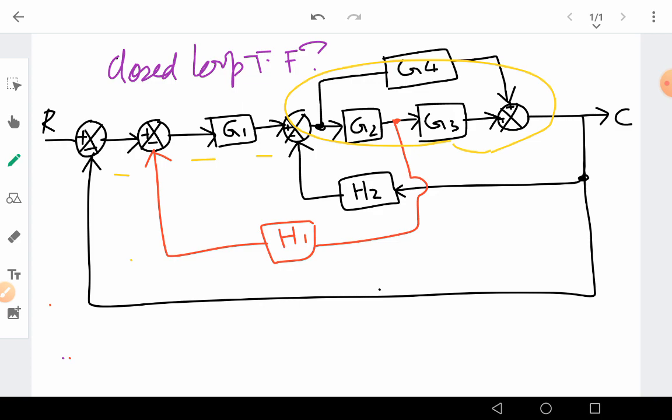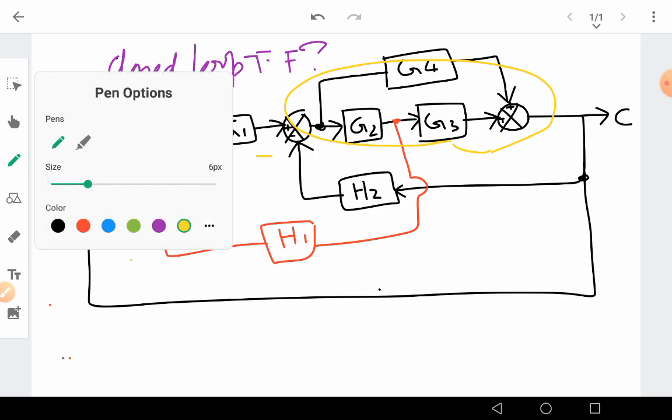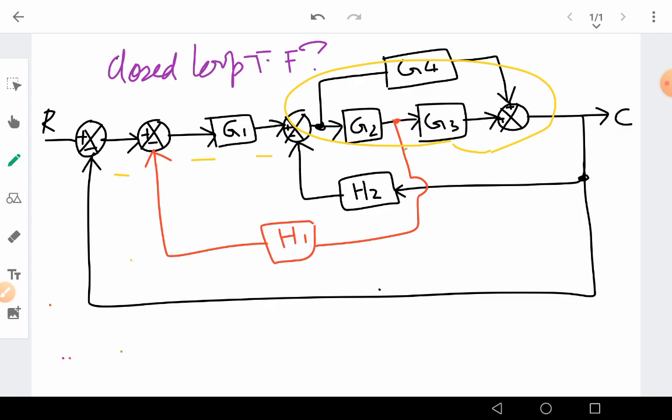So what can I do here? There is a red H1 feedback coming from after G2. If I move this red line to just left of G2, I'll get a complete loop of G2, G3, G4, which I can simplify. G2 into G3 is in series, and G4 is in parallel, so this is a plus.